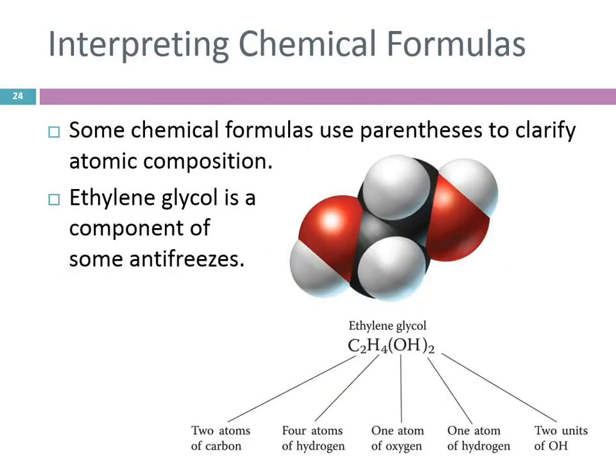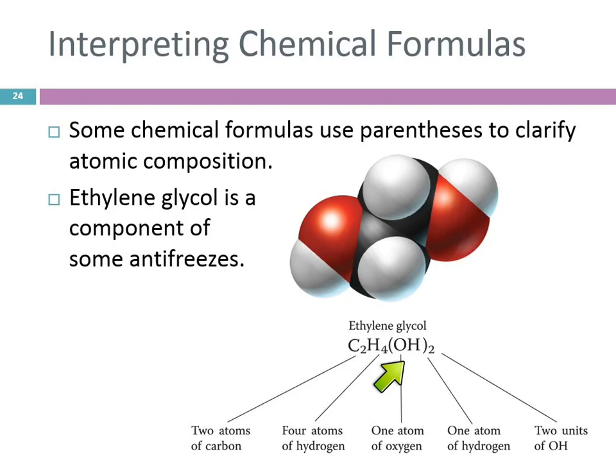Sometimes we use parentheses to clarify atomic composition. This is ethylene glycol. That's the active component of antifreeze. Its formula looks like this, and here's a picture of what the molecule might look like. Here we've got this OH in parentheses, and there's a 2 on the outside. Chemists do this for a number of reasons. You don't have to understand the reason. You just have to know what it means when we do this.